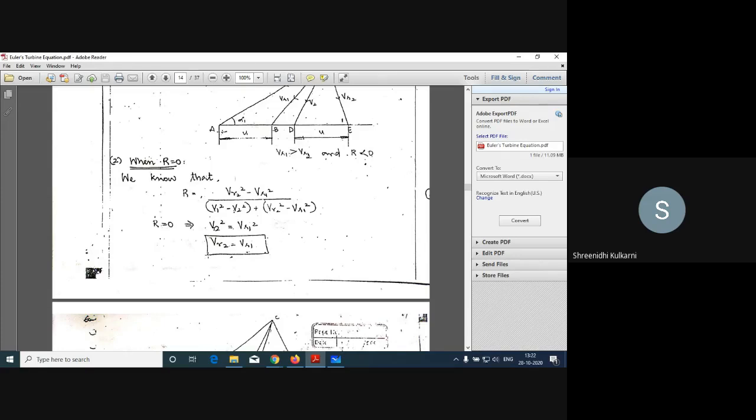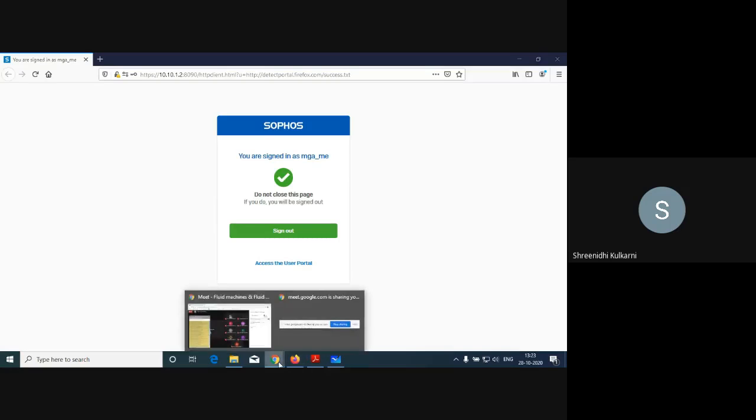So for this, I have to write the velocity triangle. See, you just check it here: VR1 is equals to VR2. So how can we write the velocity triangle? Once again, you have to take that velocity triangle.